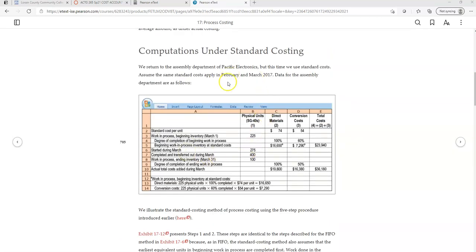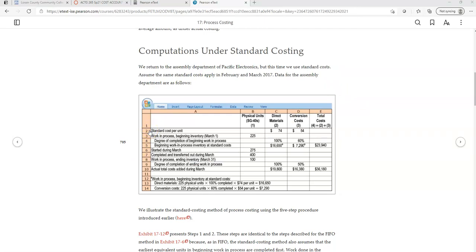So let's go back to our Pacific Electronics. This time that we used in the book, in the earlier chapters, or the earlier segments rather, but we're going to do this under standard costing. We're going to compute the same amounts for February and March data. We're going to use the same standard cost applied in February and March. So the standard costing is going to apply to both February and March data.